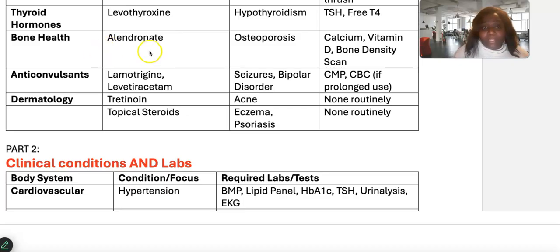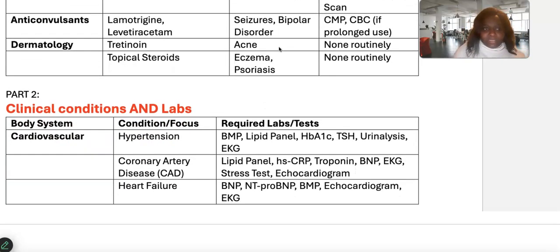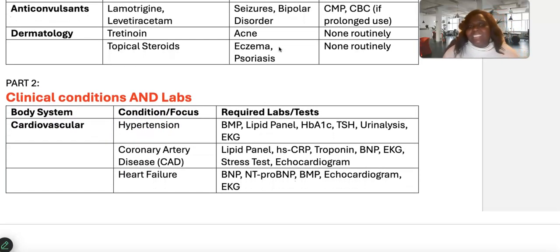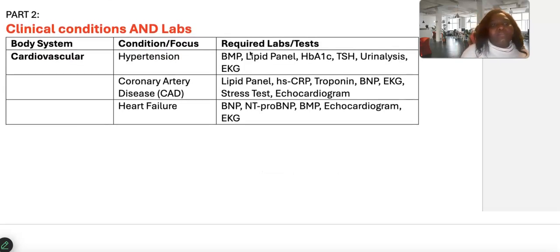For bone health, like alendronate, we're using it for osteoporosis, right? You want to be checking calcium, vitamin D, and of course, bone density scan. Anticonvulsants like lamotrigine, levetiracetam, you want to be checking CMP, CBC if we're using it for a long time. For dermatology, tretinoin, acne, that's what we use it for. Topical steroids, we use it for eczema, psoriasis. There is no routine monitoring for this group of drugs.